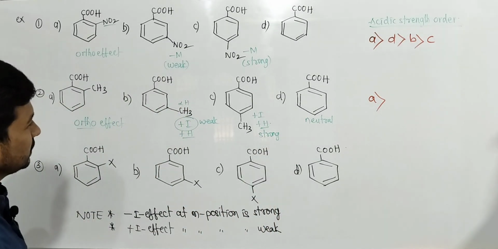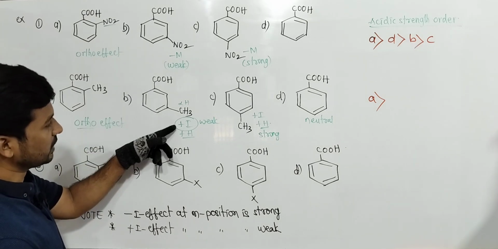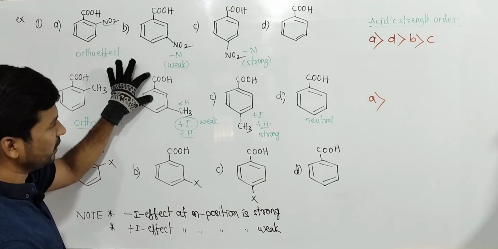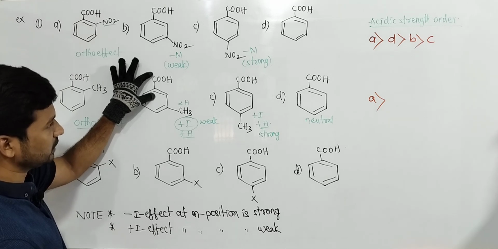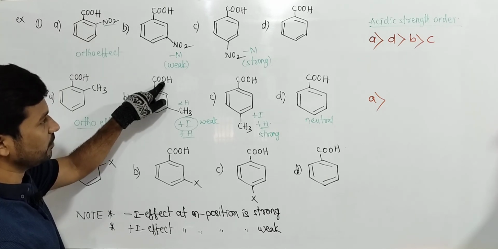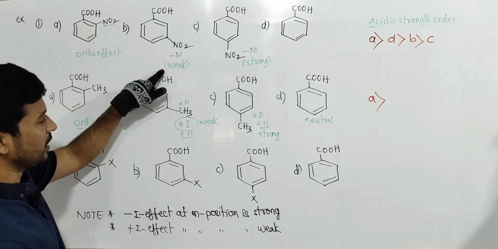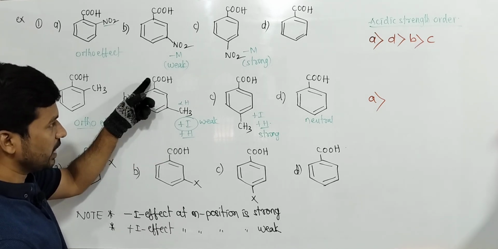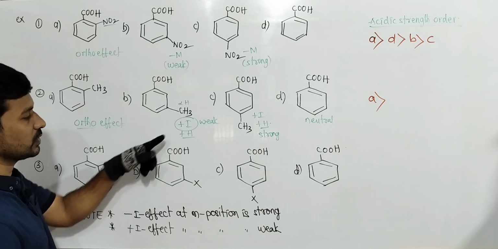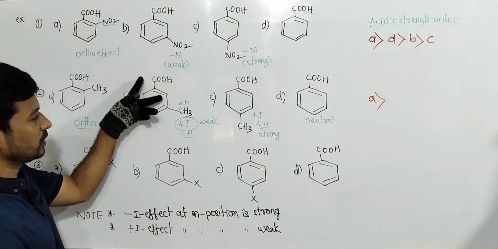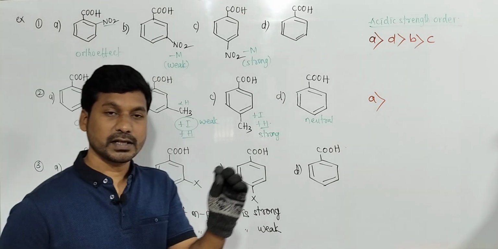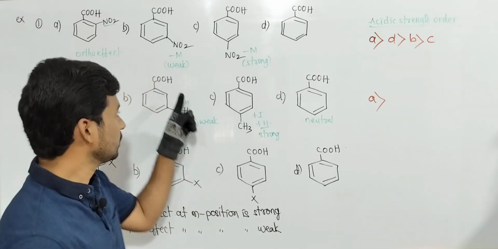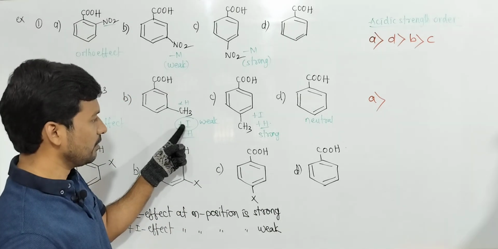Okay, so this is +I effect. For benzoic acid, a +I group is unfavorable for acidic strength, because the conjugate base is the benzoate anion. Anions are destabilized by +I groups and stabilized by -I groups. So this is a +I group. Benzoic acid's acidic strength is explained by benzoate anion stability, and that anion is destabilized by a +I group.